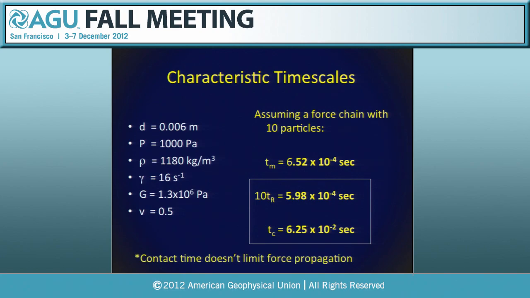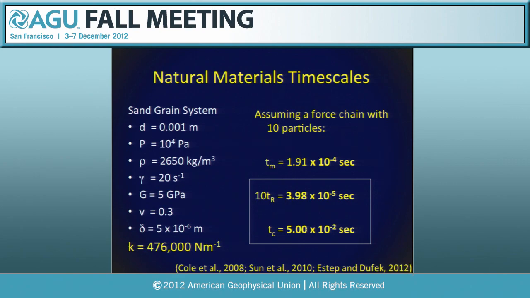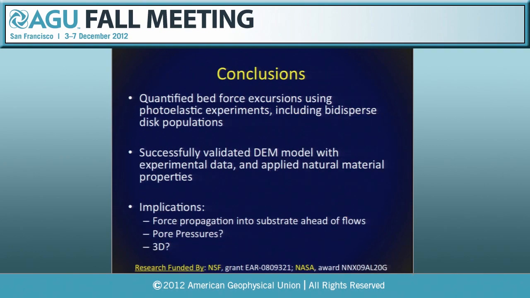And what that means is that contact time does not limit force propagation in these sorts of systems. Now, if we apply this same approach to a sand grain system, for instance, using the material properties of sand, again assuming a force chain with 10 particles, then we see that the contact time is, again, three orders of magnitude larger than the force propagation time scale, which tells us that we would expect to see force chain processes in systems that consist of natural materials.